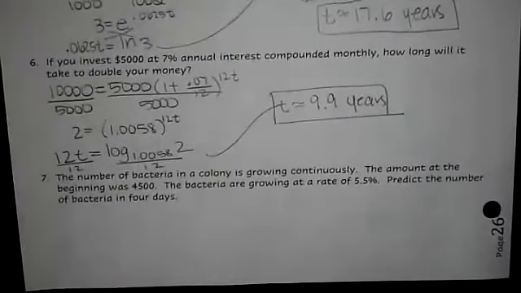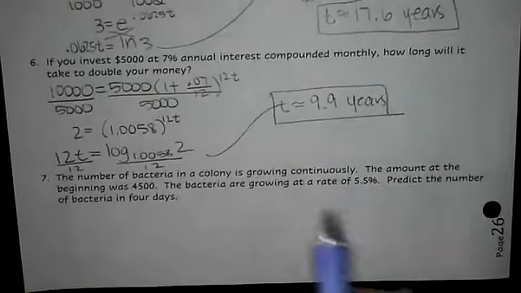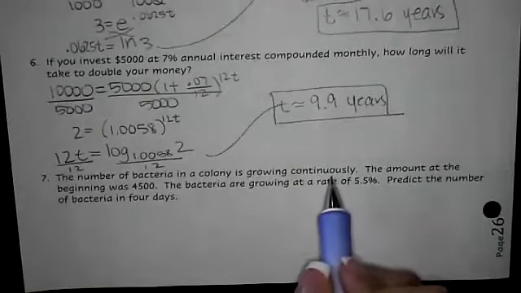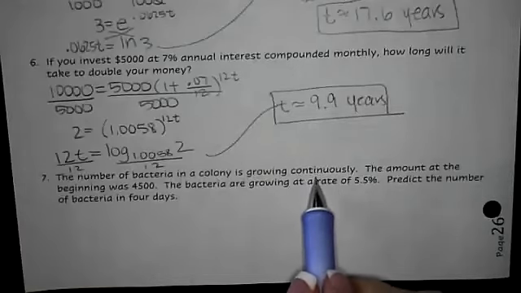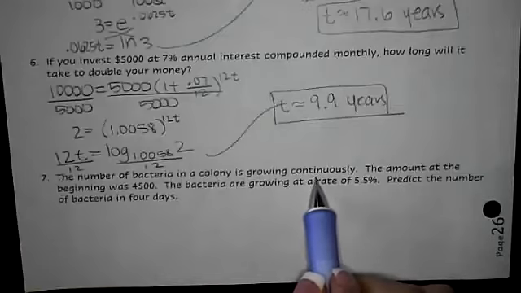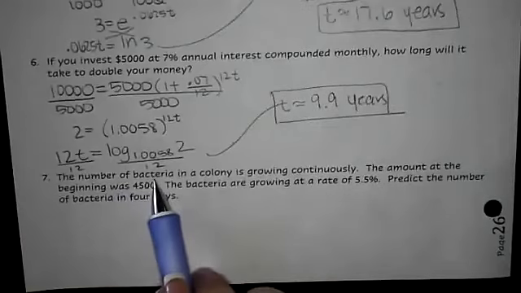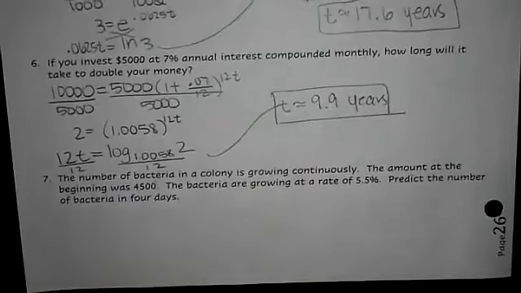All right. The number of bacteria in a colony is growing continuously. The amount at the beginning was 4,500. The bacteria are growing at a rate of 5.5%. Predict the number of bacteria. All right, this one gets a little bit tricky because people think continuously here to use PERT, but it does not say compounded continuously. It just says it's growing continuously. You can't really compound bacteria, so that doesn't work.